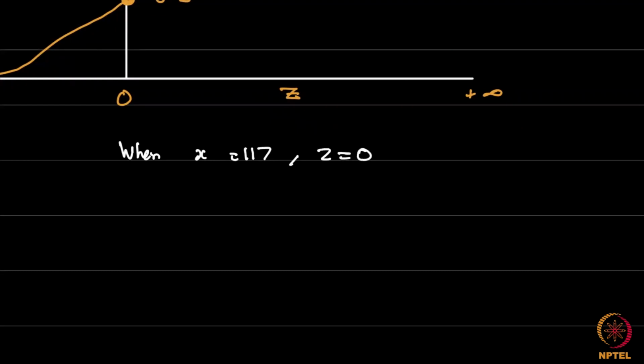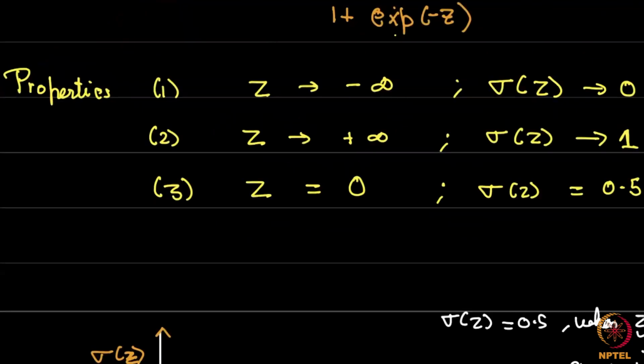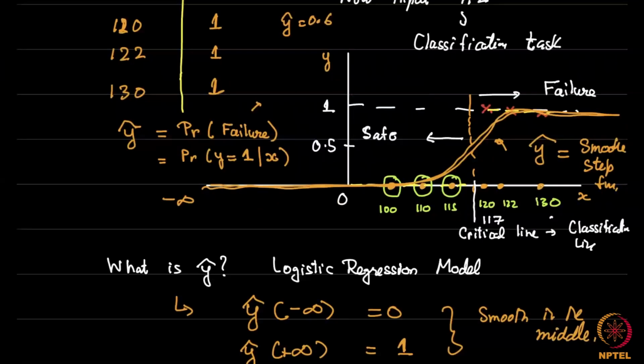Now you might be wondering, how exactly am I going to build this model? Okay, do I have to do this by hand? The answer is no. We will see further details in the next video on how we actually end up building this model. But when x equal to 117, z equal to 0, so you can set z is x minus 117. So this satisfies all our properties. Now notice when I do z is x minus 117, when I come here, the value becomes z equal to minus 7. Here the value is z equal to 0. Here the value of z is 13.